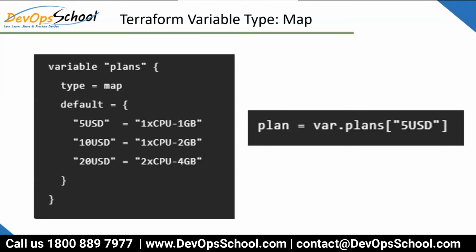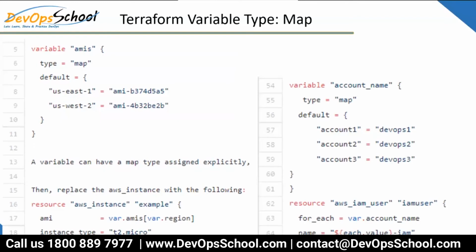Okay, so this is a map. Look at this one more example of map very carefully. Left side, look at this, line number 5 to 10. Here you have two keys, us-east-1 and us-west-2. So the AMI IDs for this are different: us-east-1 is different, us-west-2 is different.